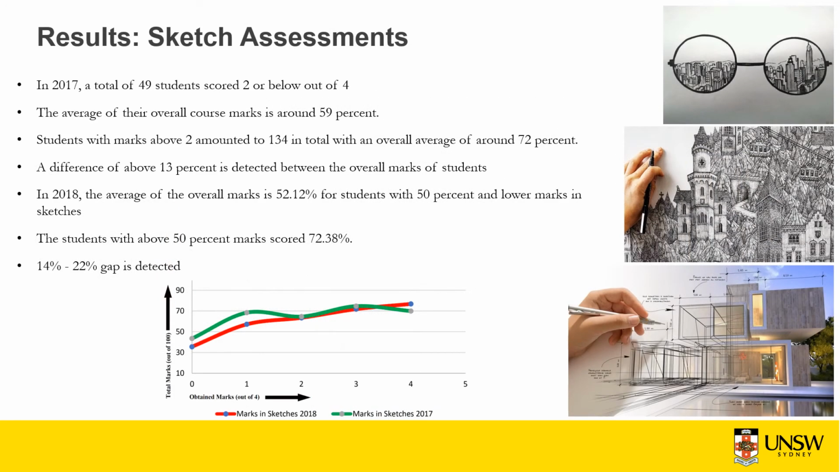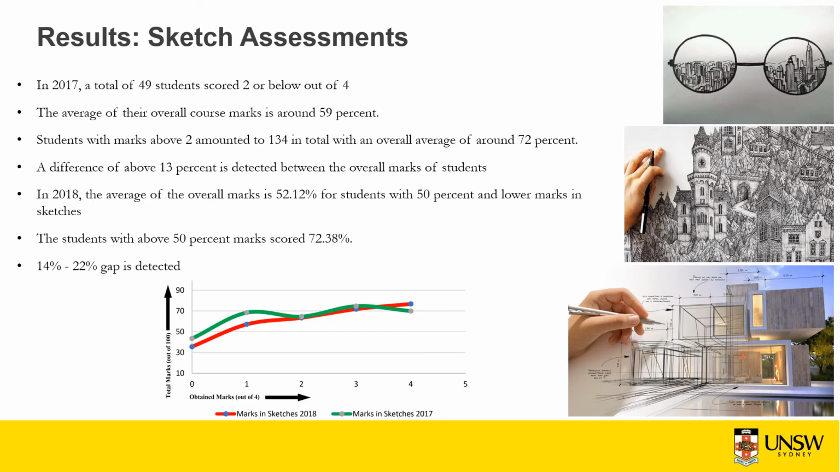So in 2017, a total of 49 students scored 2 or below out of 4. The total marks for the sketches were 4. The average of their overall marks is around 59%, whereas the students with above 2 marks, around 134 in total, had an average of 72%. So there is a clear difference of around 13% between their marks.